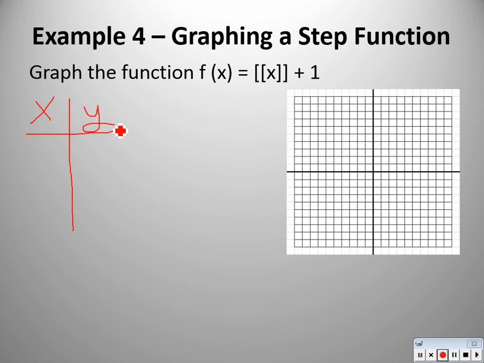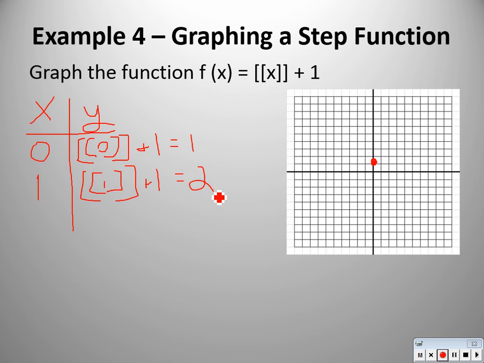So first thing I'm going to do is put a 0 in for x, and if I do the greatest integer function of 0 plus 1, that has a value of 1. So 0, 1 is one of my points on the graph here. Then if I were to put a 1 in for x, and then I do the greatest integer function of 1 plus 1, the answer to this is 2. So 1, 2 would be another point on the graph.